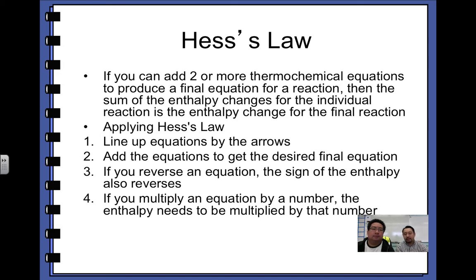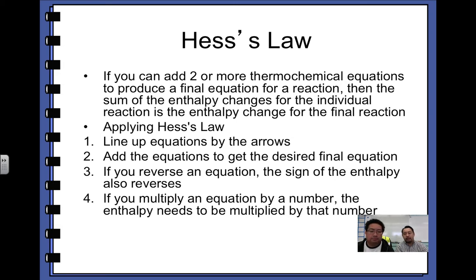First up is lining up the equations by the arrows just to keep things nice and neat so you can easily identify where things go. Then on the side, write the delta H down for each of the reactions. We're going to add up these equations to get the equation we're really interested in. If you remember the net ionic equation stuff we did, things that appear on both sides of the arrow get eliminated, so we'll be doing something like that.